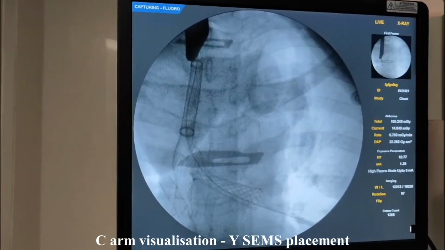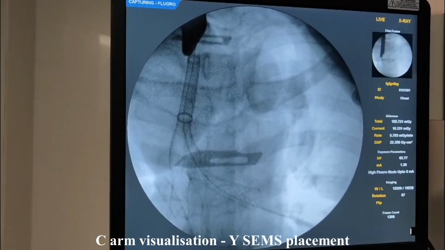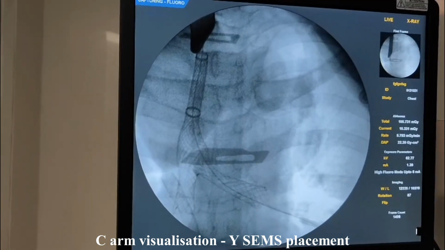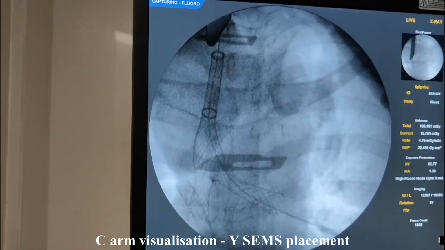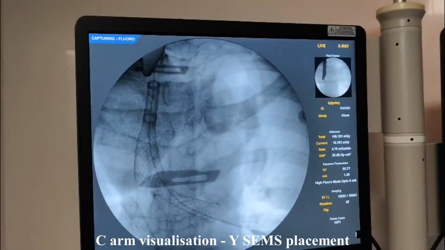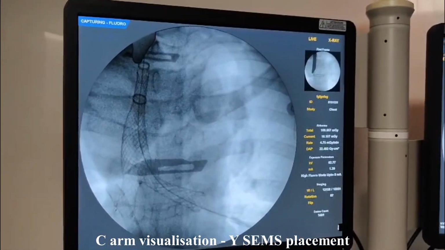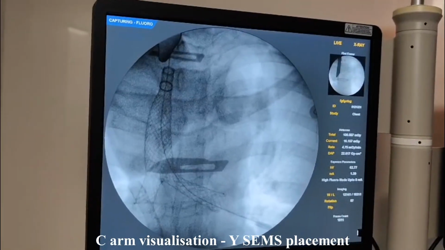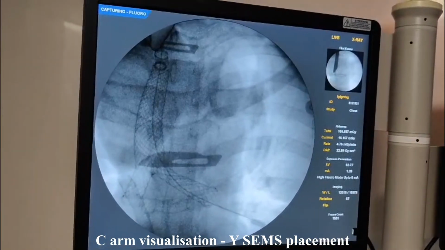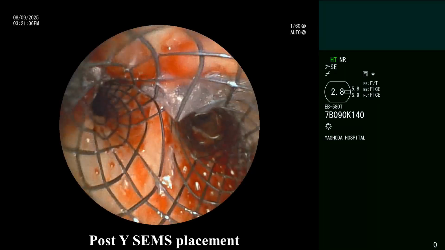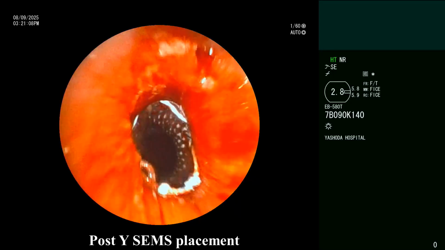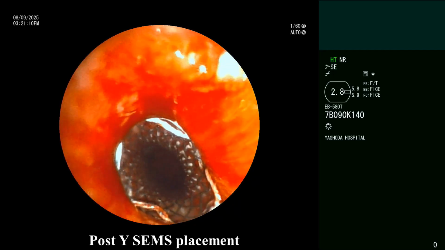Under C-arm guidance, the guide wire is passed, over that the stent deployer is railroaded, and the self-expanding metallic Y stent is gradually deployed under C-arm guidance as well as direct visualization with the help of a bronchoscope. And once the self-expanding metallic Y stent is put in place, now you can see that the stenosis at the carina as well as the left main bronchus is completely relieved.